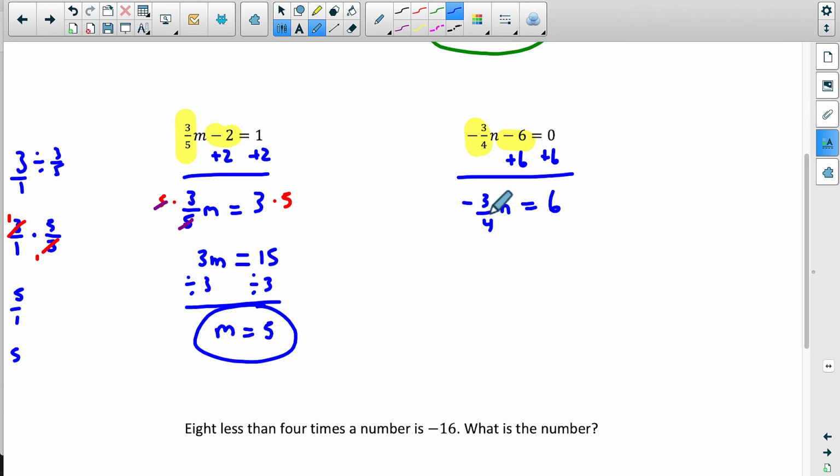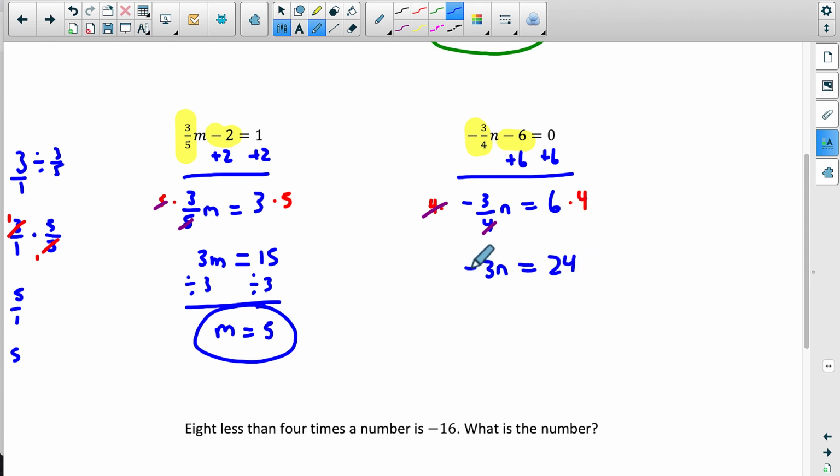Since it's divided by 4, right? It's over 4 or divided by 4. I want to do the opposite. I want to multiply by 4. What I do to one side, I also do to the other. Now, since I have a 4 on the top and the 4 on the bottom, I can ninja slice. Those are gone. And I'm left with negative 3n equals 6 times 4, which is 24.